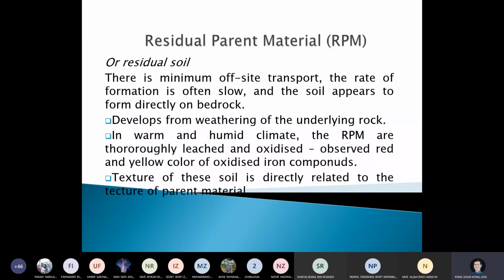The residual parent material has minimum runoff transport. The rate of formation is often slow and the soil appears to be directly from bedrock.